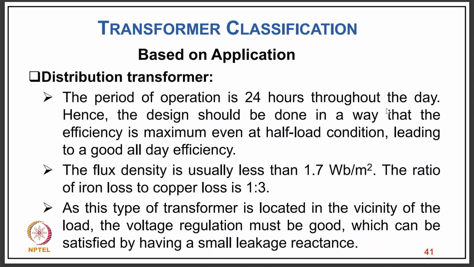The flux density is usually less than 1.7 Weber per meter square. The ratio of iron to copper loss is typically 1 to 3. Because we design for less than full load, we have to reduce the iron losses here. As this type of transformer is located in the vicinity of the load, the voltage regulation must be good, which can be satisfied by having a small leakage reactance, which we can adjust by cell type of transformer.